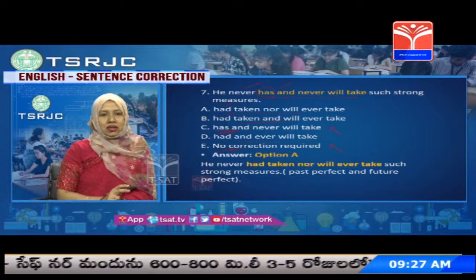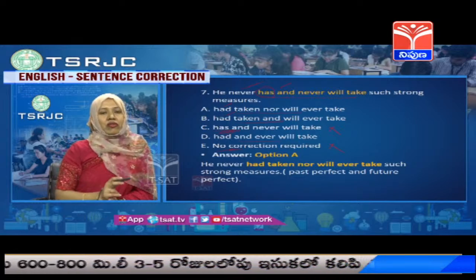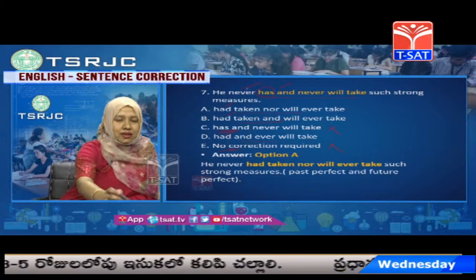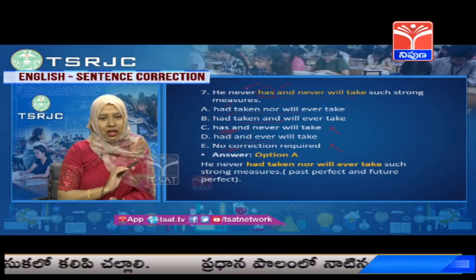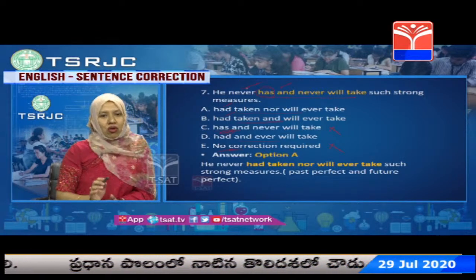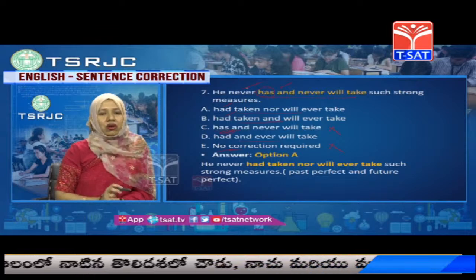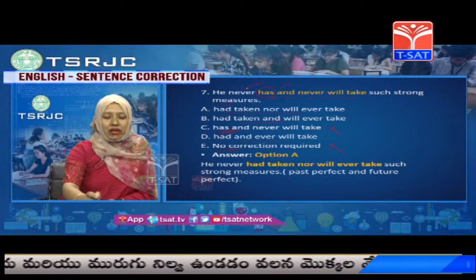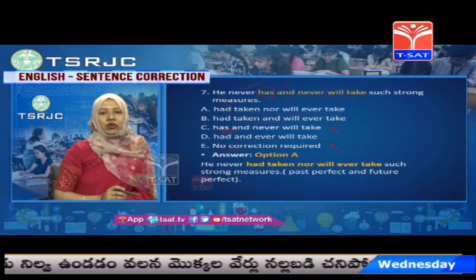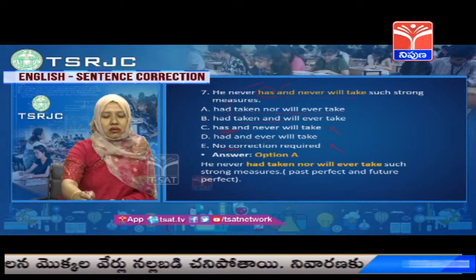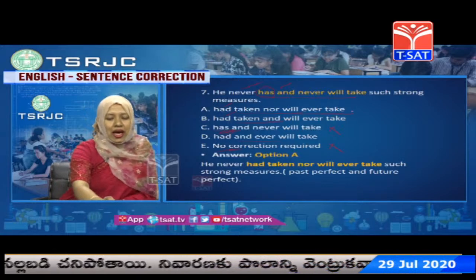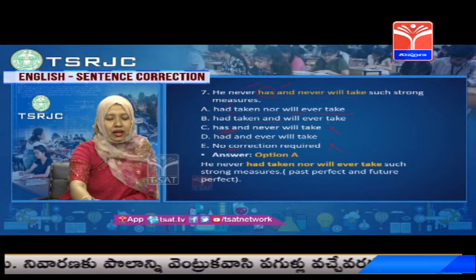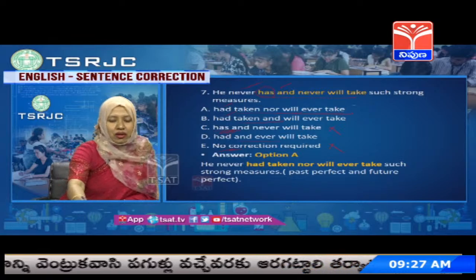Always with past tense, or when we are talking about never, if we see in the sentence never, that means he had not taken anything wrong, he had not done anything wrong, nor will ever take such wrong measures. He will never do such in the coming future. So, he has never, he had taken and will ever take.